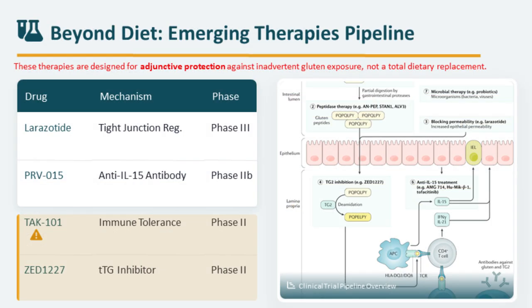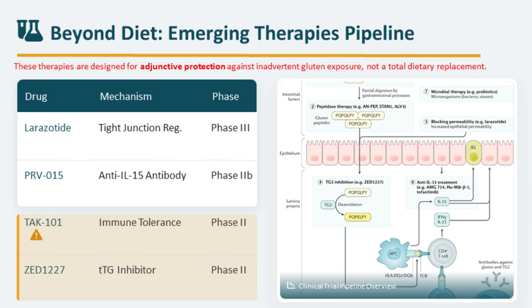Now, are there any drugs that are available for treatment of celiac disease? Remember, these drugs are an adjuvant therapy and they are not a dietary replacement. So you will not be able to get away with a gluten-free diet. And there are a lot of drugs in the pipeline. That is larazotide, which is a tight junction regulator, PRV15, TAC101, and Z1227. Now, I'm going to show you how each drug works at what level.